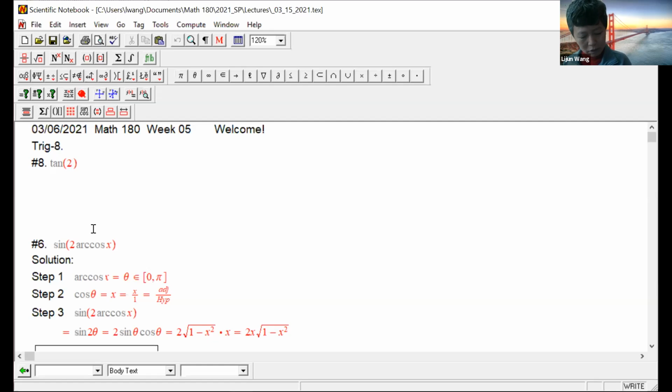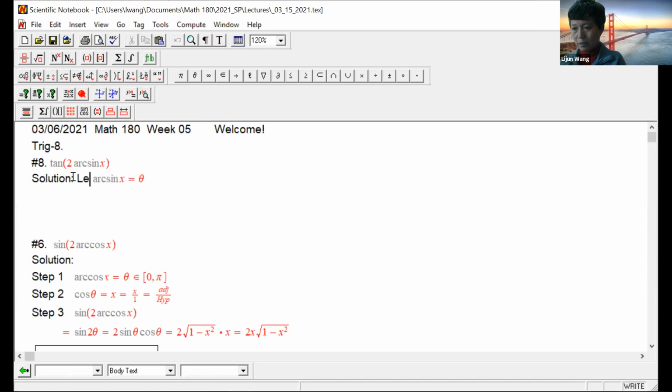So 2 times arc sine. Do you want to try that? You recognize this is going to be an angle, right? This is going to be an angle. Okay. So we'll do similar things. Arc sine x equals theta.